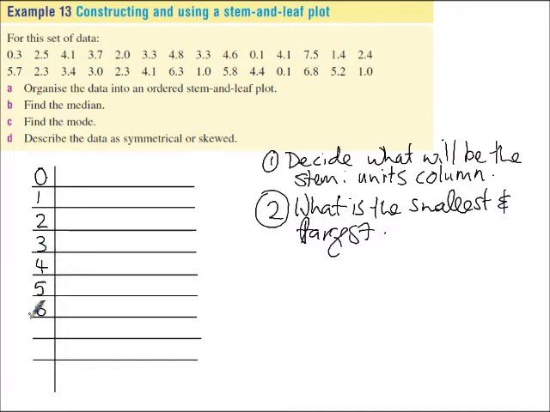And I'm going to write my key before I forget. Let's just choose a number. I'm going to choose the second number, which is 2.5. And I write the key like this. 2 in the stem and 5 in the leaf represents 2.5.